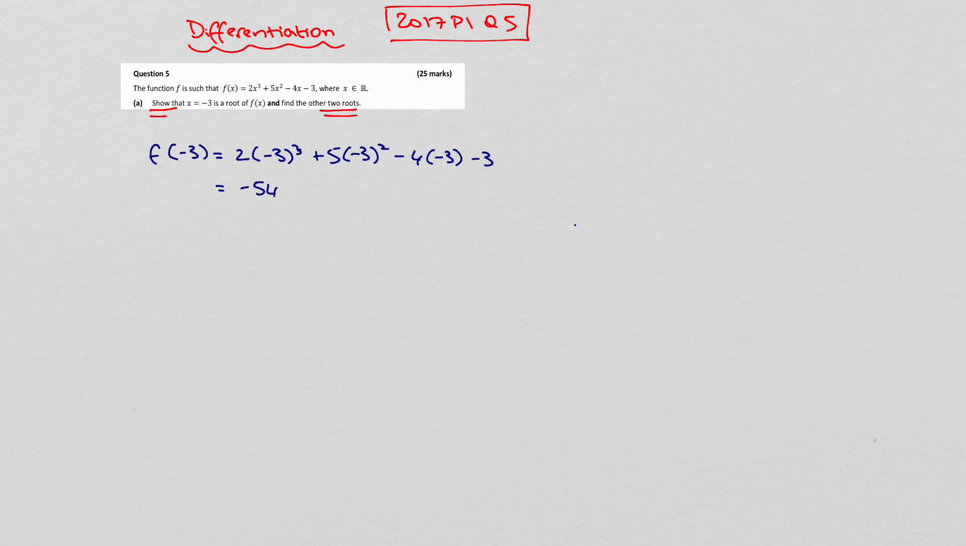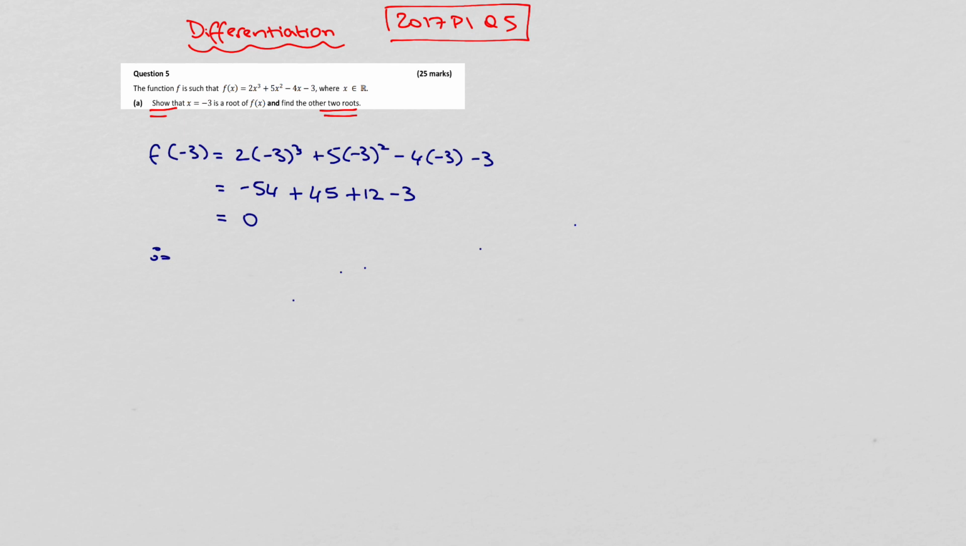And then we have 5 times minus 3 squared. So here we have a negative number to an even power, so that should give us a positive number. Again, if you don't get a positive number when you multiply 5 by minus 3 squared on your calculator, you know you've done something wrong. So always make sure you're using brackets on your calculators correctly. Then we have minus 4 by minus 3, which is of course plus 12, and then minus 3. So when we add minus 54 and 45 and 12 and minus 3, we end up with 0.